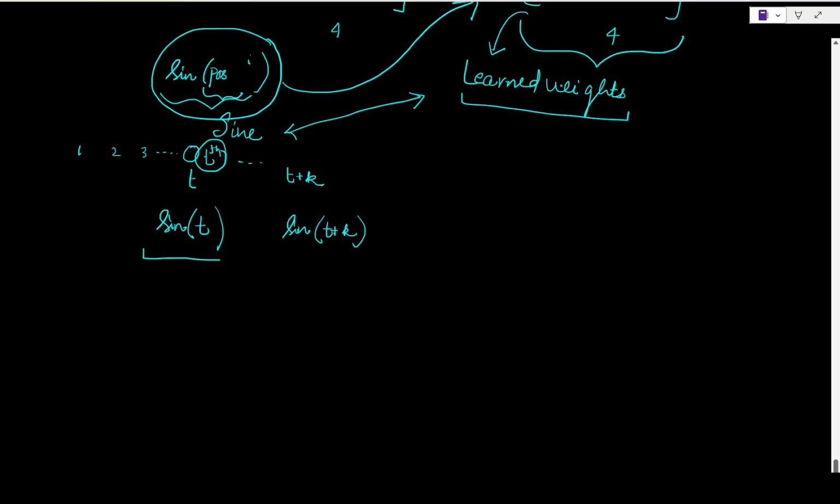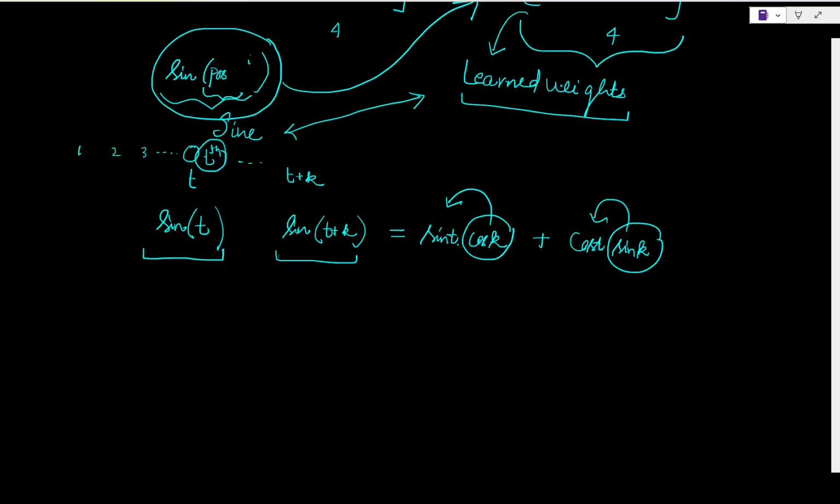So the tth word in the input sequence, whose position is t, will have this timing signal. And for t plus k, we'll have this. But if we try to expand, sine of a plus b is sine a cos b plus cos a sine b. So sine t multiplied with cos k. Now remember that this k is just a shifted value, so it's basically some multiplier multiplied to the original signal that we had, plus cos t times sine k. So here sine k is the constant. Now cos t is the same as sine of pi by 2 minus t.